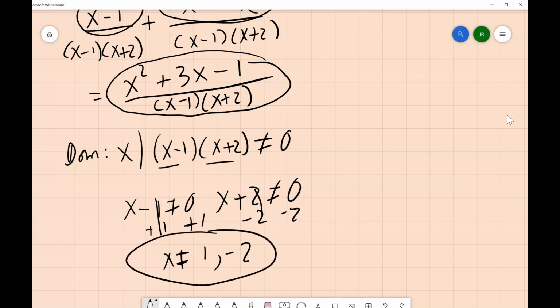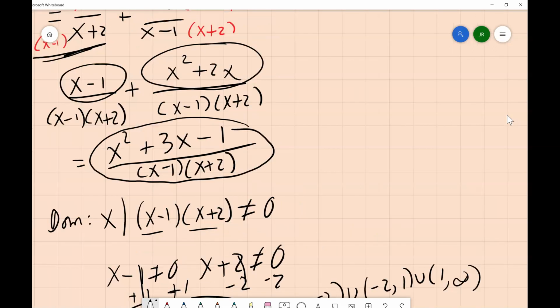Or if you wanted to write it as an interval, it would be negative infinity to negative 2, because negative 2 comes before 1, union negative 2 to 1, union 1 to infinity. That's another way to write the domain.